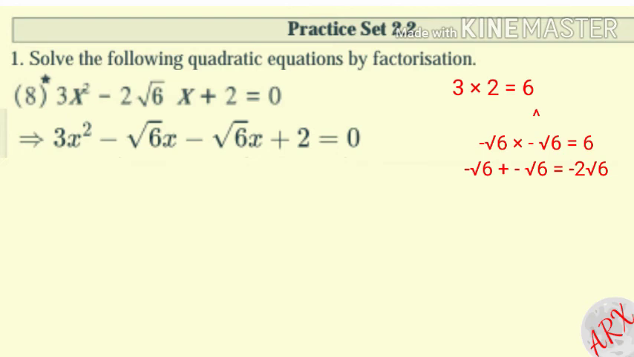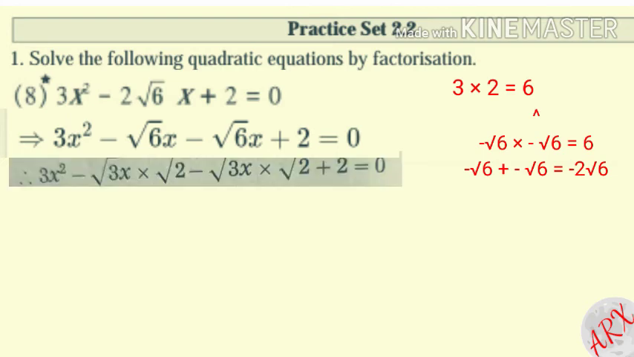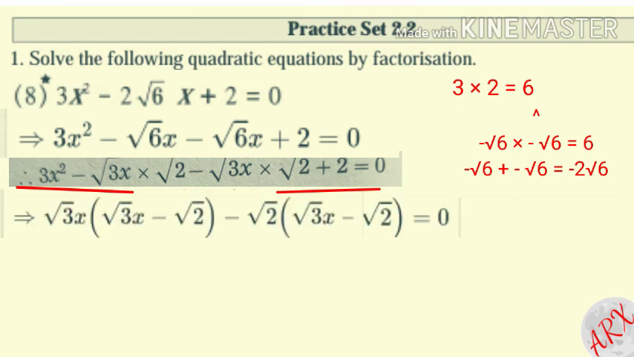So after putting values in the equation we will get 3x square minus root 6x minus root 6x plus 2 equal to 0. Now we will simplify the equation. Root 6 will be root 3 into root 2. So the equation will be 3x square minus root 3x into root 2 minus root 3x into root 2 plus 2 equal to 0. Now we will take root 3x common from the first two terms and minus root 2 common from the third and fourth terms. So the equation will be root 3x into bracket root 3x minus root 2 and minus root 2 in bracket root 3x minus root 2 equal to 0.